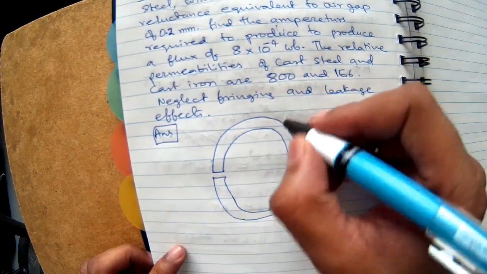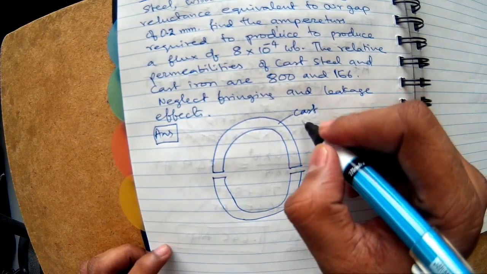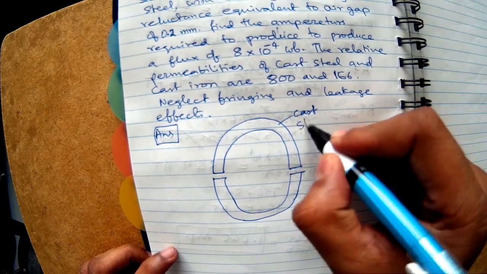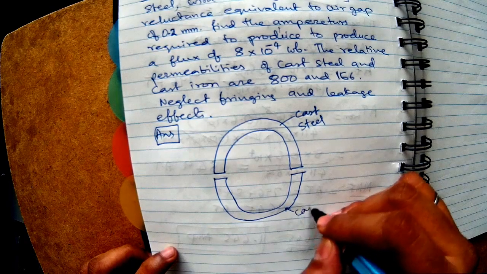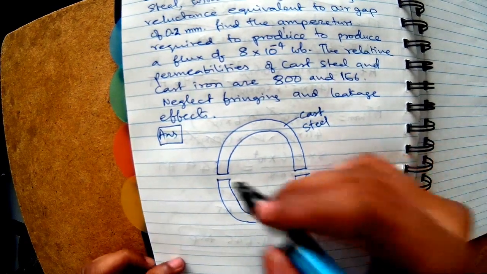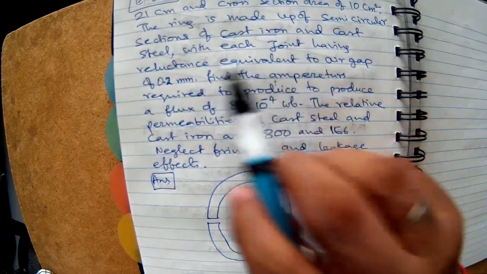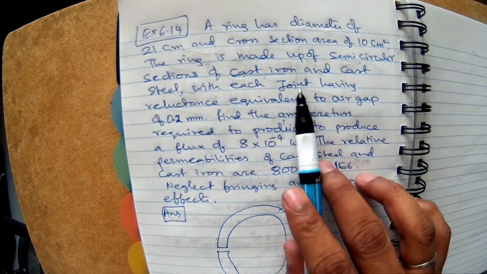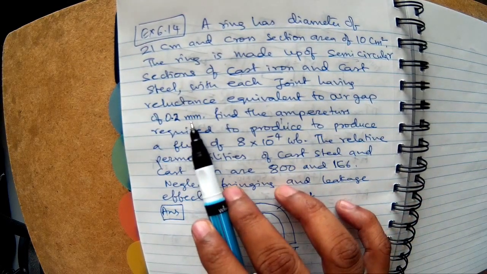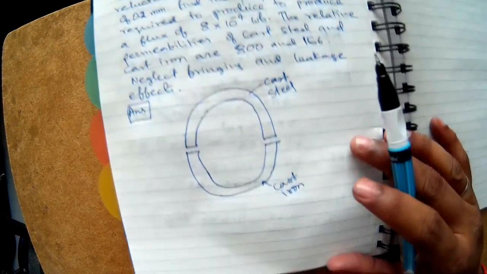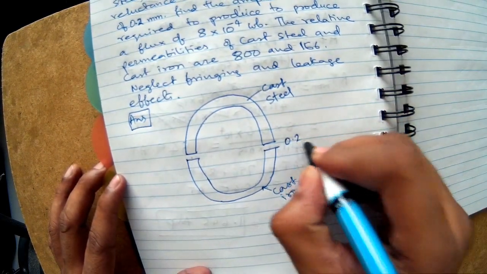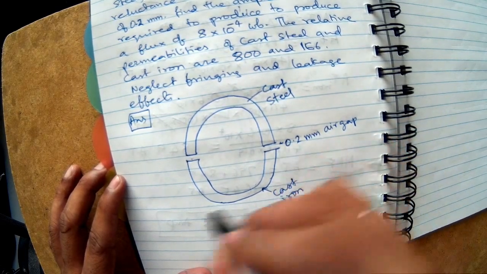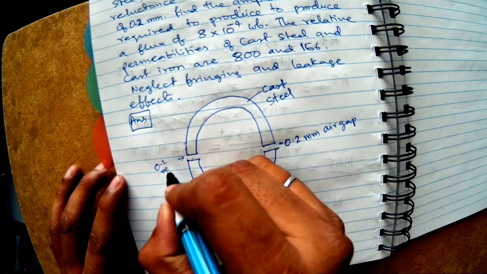This one is cast steel, and this one is cast iron. So they are joined here. What he's saying is the ring is made up of semicircular sections with each joint having a reluctance equivalent to an air gap of 0.2 mm. So there is a joint here, there is another joint here. So this is equivalent to a 0.2 mm air gap. So this is a gap here. Similarly, 0.2 mm air gap.